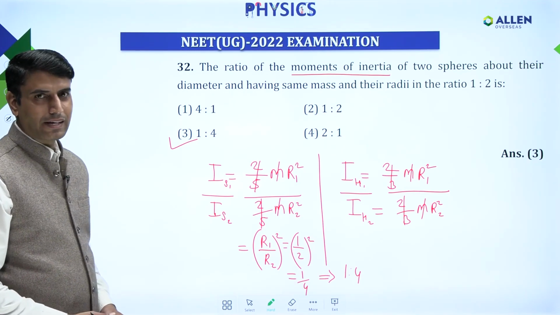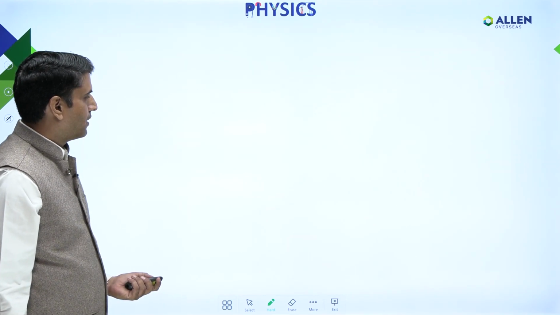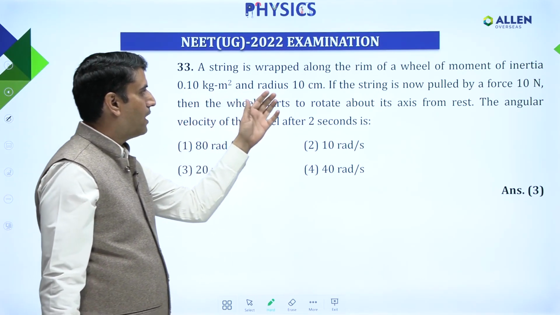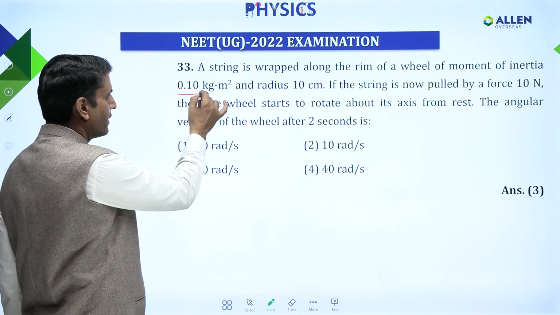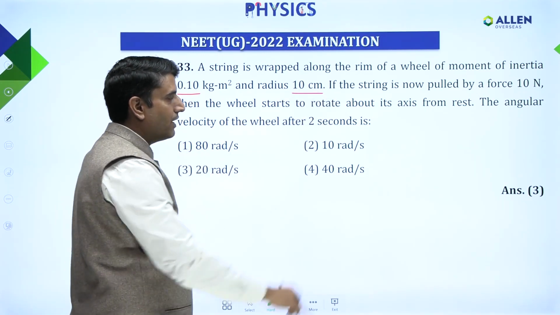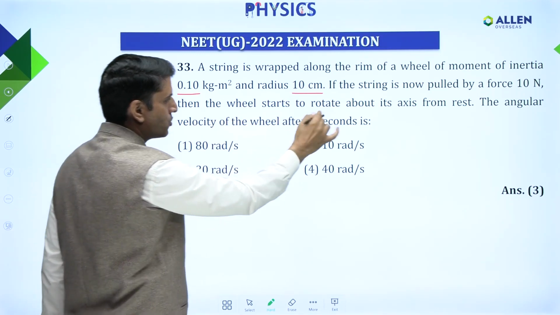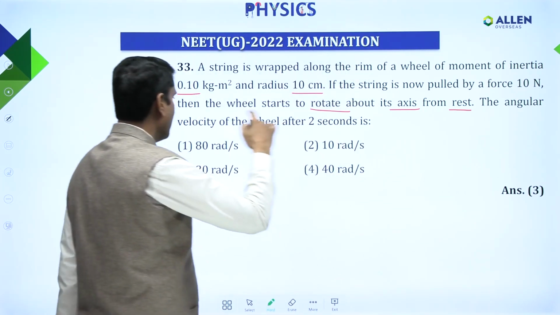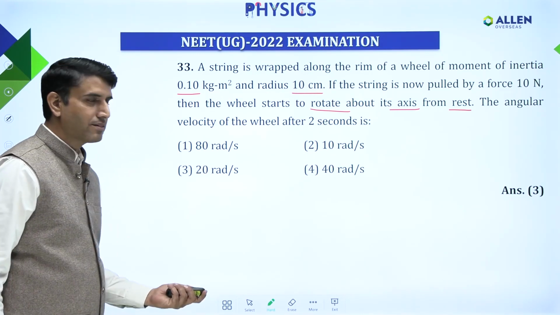Now let us take our next question, question number 33. A string is wrapped along the rim of a wheel of moment of inertia 0.1 kilogram meter square. Radius is 10 centimeter. If the string is now pulled by a force of 10 Newton, then the wheel starts to rotate about its axis from rest. The angular velocity of the wheel after 2 seconds would be. Let us see how to solve this question.